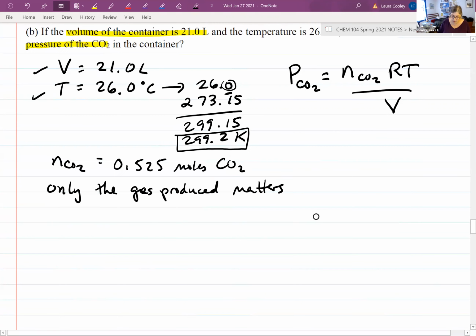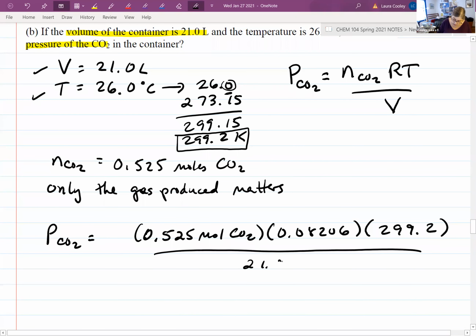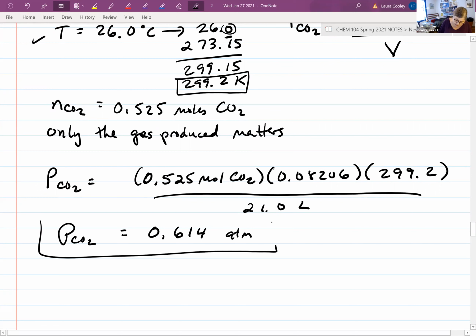Okay, so we're just going to take our moles, R, T, over 21 liters, and it comes out to 0.614 atmospheres. Okay, and that's the pressure of the CO2.